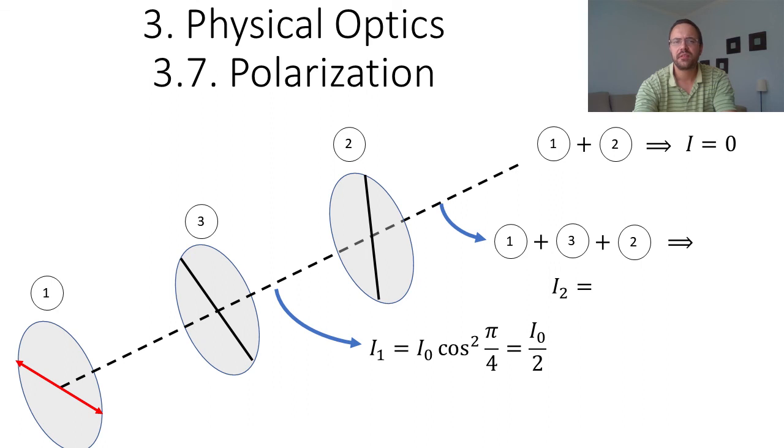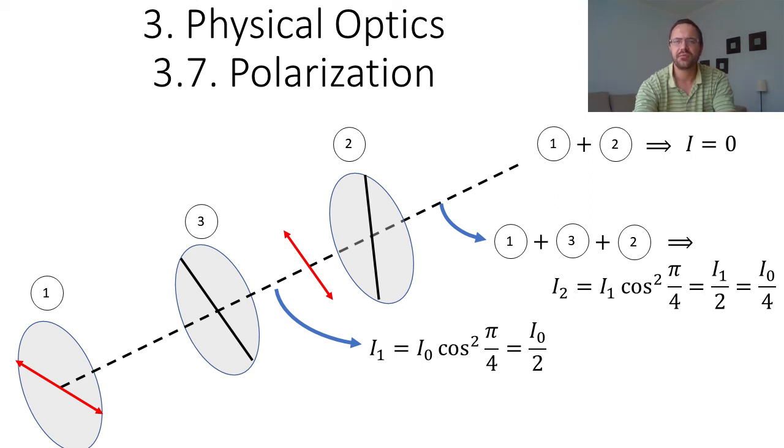Now, what will be the final intensity after going through polarizers number 1, 3, and 2? Now, the light has a polarization axis that is 45 degrees from the polarizing axis of polarizer number 2. And so I2 will be equal to the intensity just before, which is I1, times cosine square of the angle between the incident light and polarizer number 2. So cosine square of pi over 4. Again, you can simplify this as I1 over 2. And since I1 is I0 over 2, then I2 is I0 over 4.